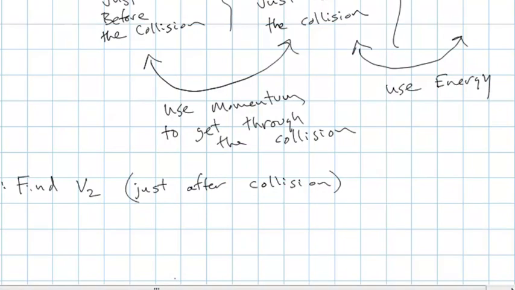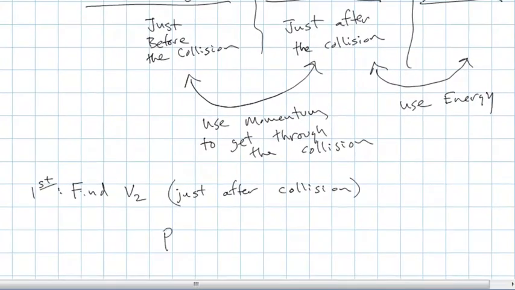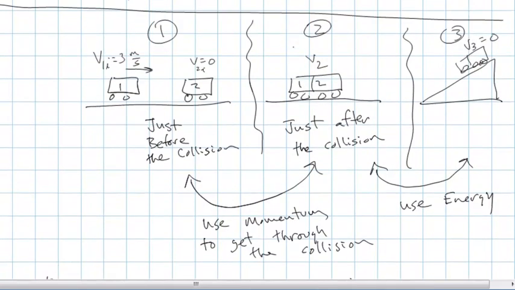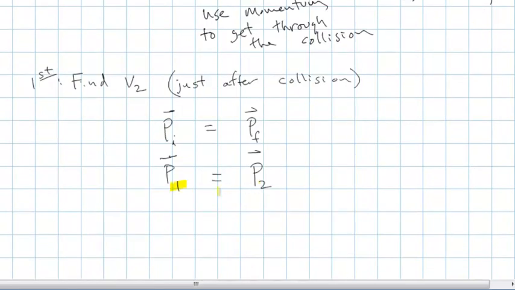First thing we have to do is find V2. That's the velocity of the 2 carts that are stuck together just after the collision. So I'm going to use momentum because there's a collision involved. The initial momentum is equal to the final momentum. Time 1, time 2, and time 3 are the subscripts that I'm using. That's why I have a 3 on there and a 2 on there. P1 to P2, time 1 to time 2.